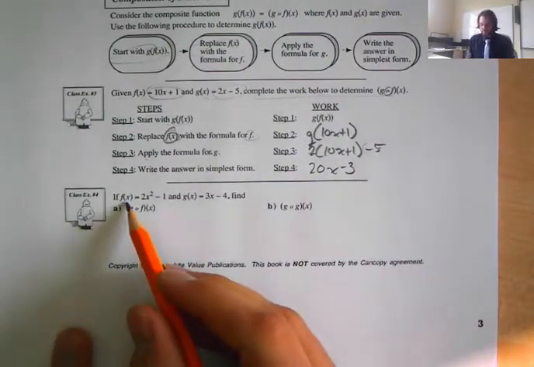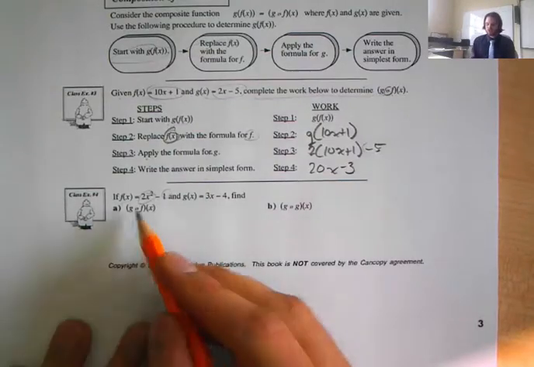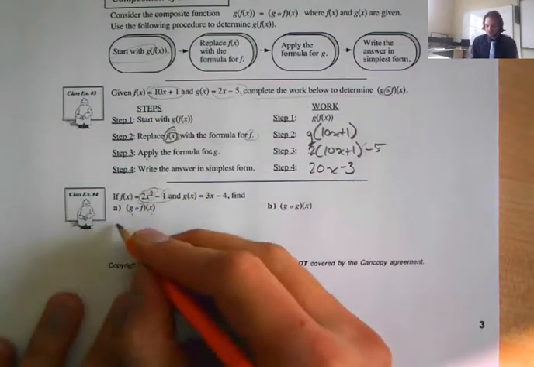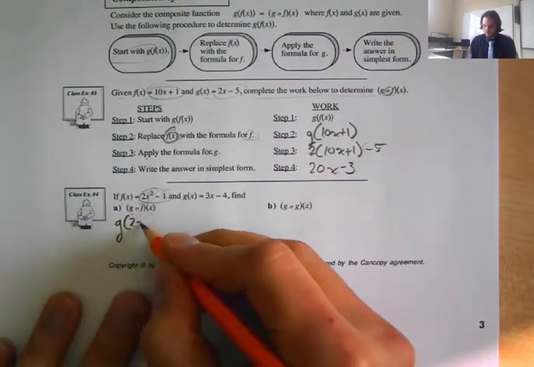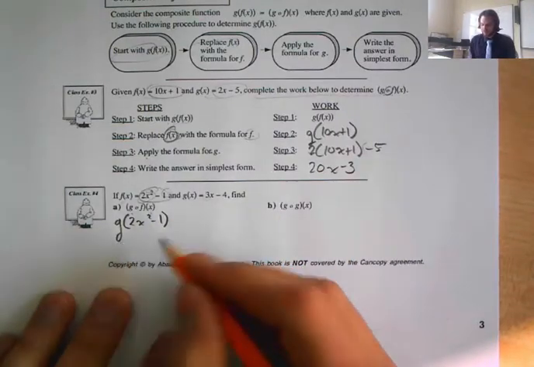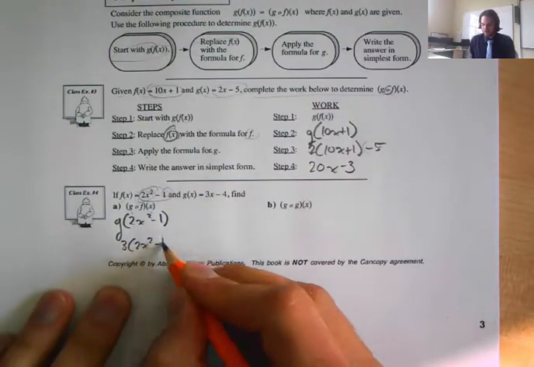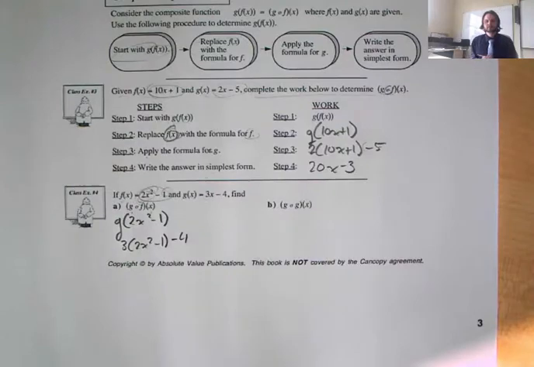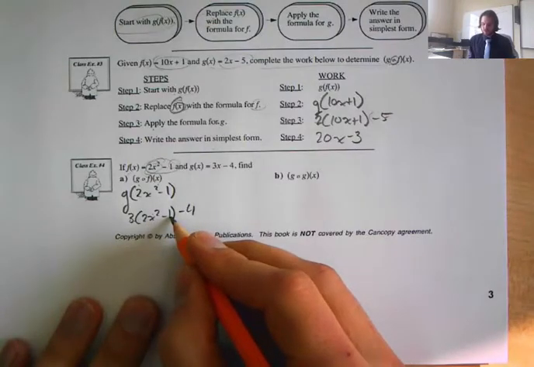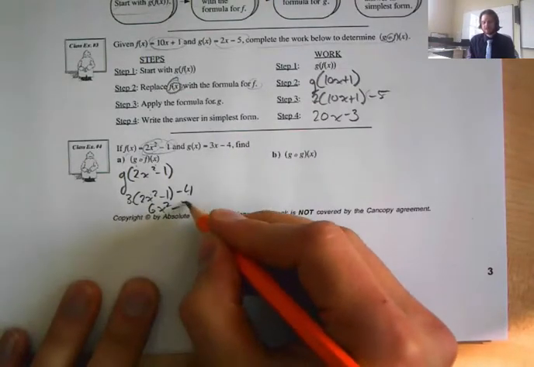It says, if 2x squared minus 1 is equal to f of x, and we have g of x is equal to that, find g of f of x. So we're going to have to put in f of x for g. So g of 2x squared minus 1. So we want that as that function. Now we're putting this in for every x. So we have 3 times (2x squared, subtract 1), and then we subtract 4. Alright? Continue this out. This gives me 6x squared minus 3, and then subtract 4 is minus 7. So I end up with 6x squared, subtract 7.